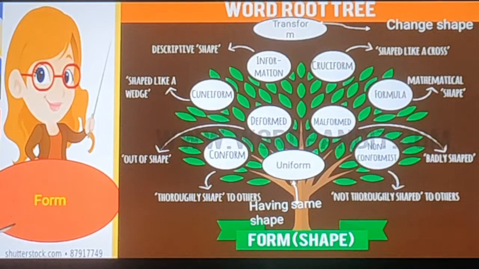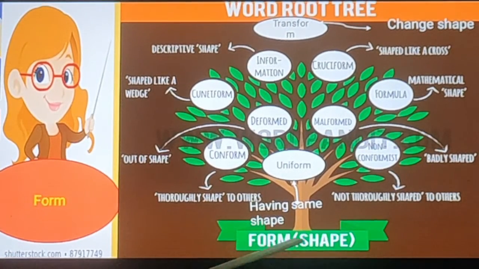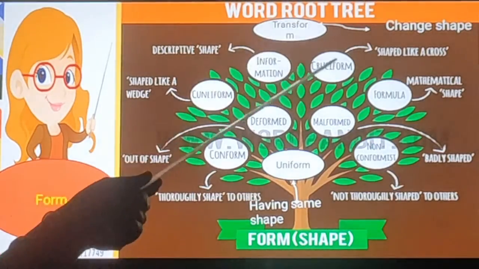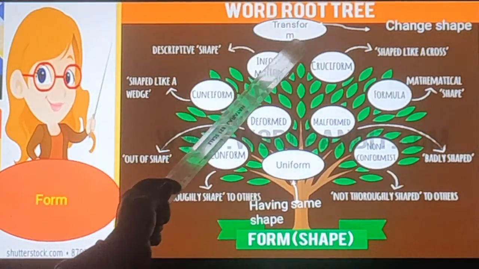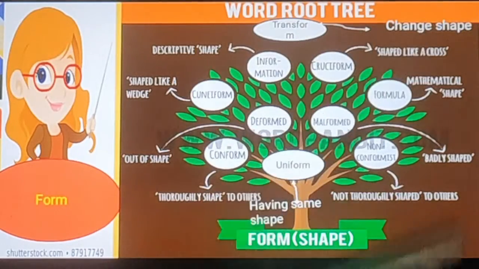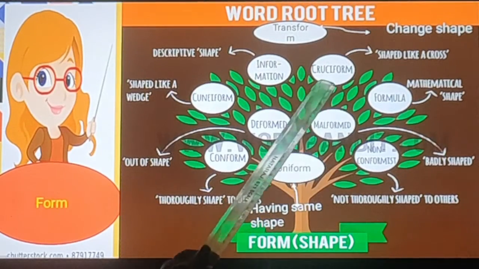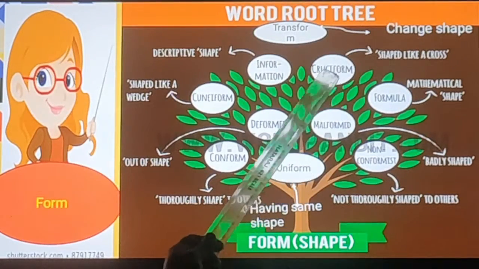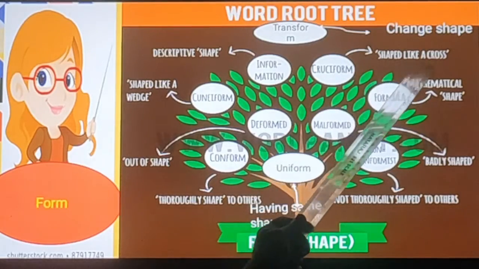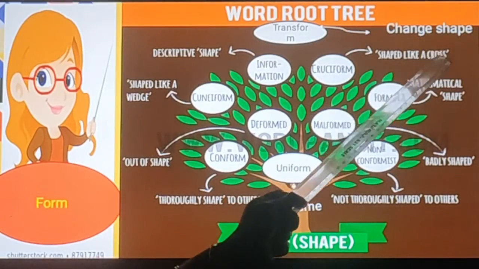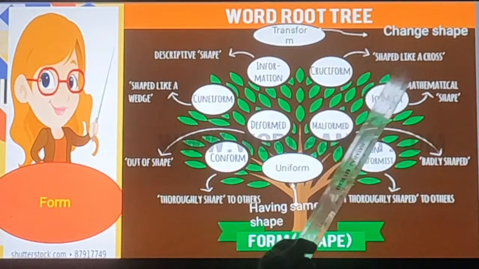Next root word is form. So what is the form root vocabulary? Now look at this. Form means shape. First one, transform. Transform means change shape. And next one, cruciform. Cruciform means shaped like a cross.